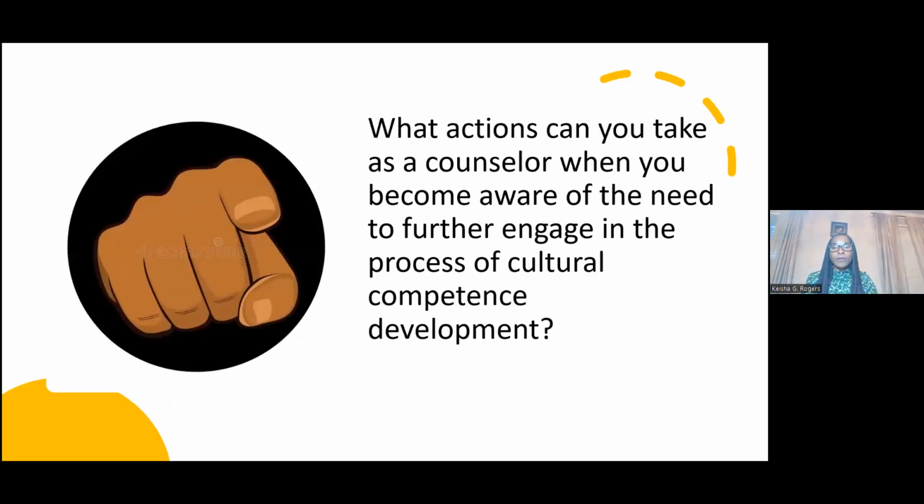And then the question I have for you is, what actions can you take as a counselor when you become aware of the need to further engage in the process of developing cultural competence? What can you do? Get outside your comfort zone, start asking the questions that make people uncomfortable, and learn. Okay. Do you have a specific example of what that might look like?